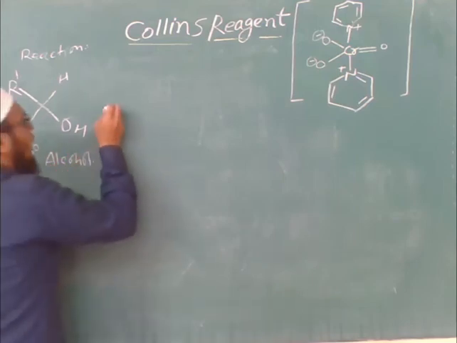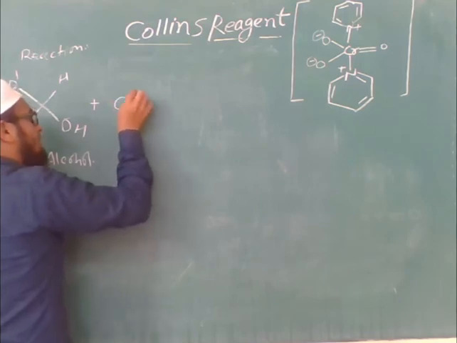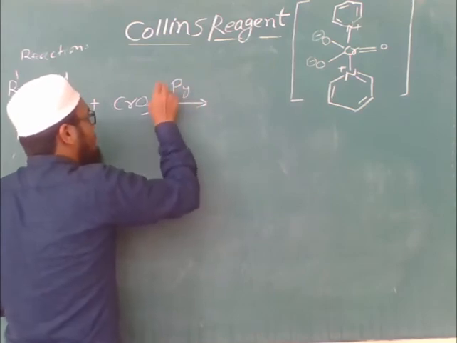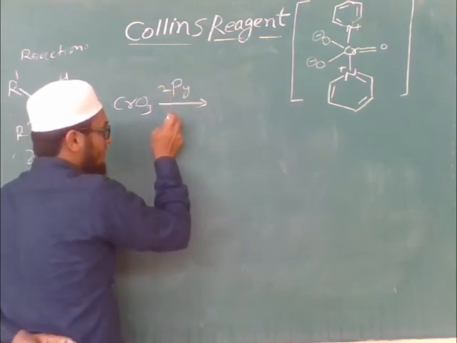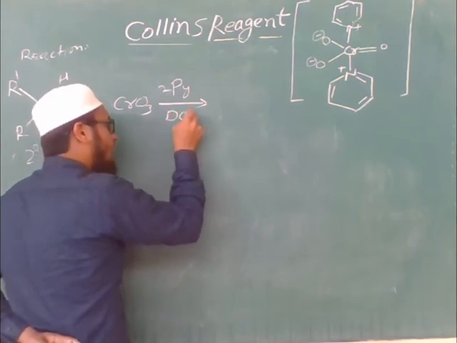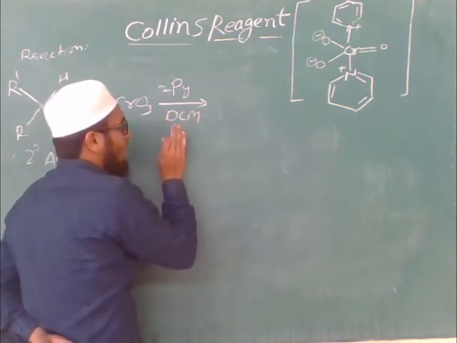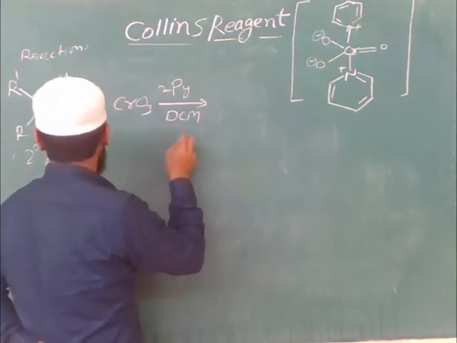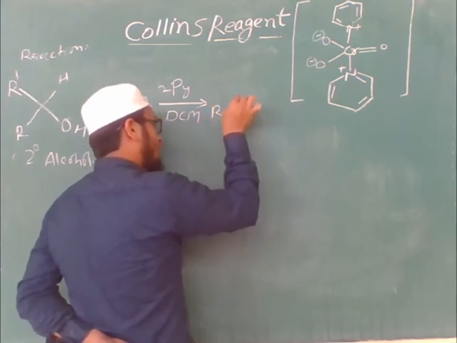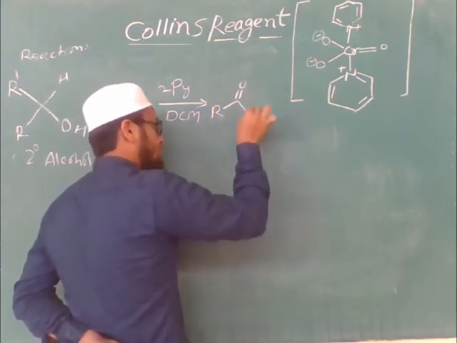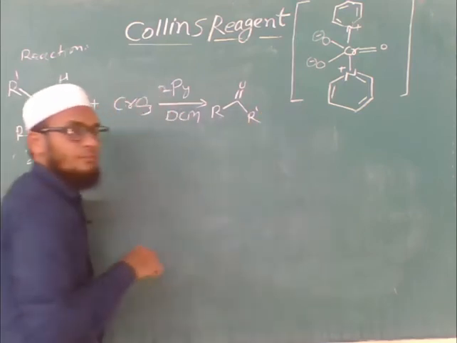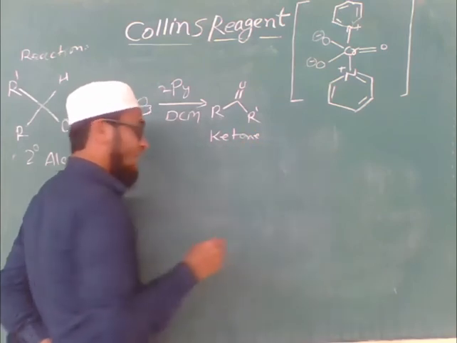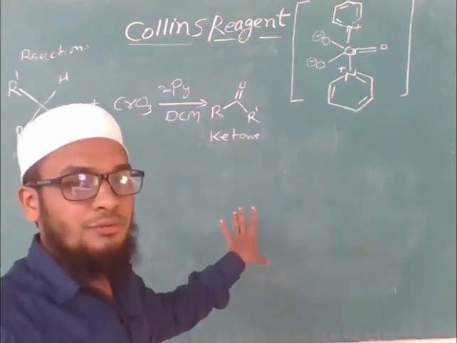Secondary alcohol on reaction with chromium trioxide and pyridine, 2 molecules of pyridine, 2 equivalents we can also say, and in DCM, dichloromethane. Sometimes it may be written as CH2Cl2 or it may be DCM. You can write it both ways. So what will the product be? The product will be our ketone. This one is our ketone. How do we get this? I will show you with the mechanism.